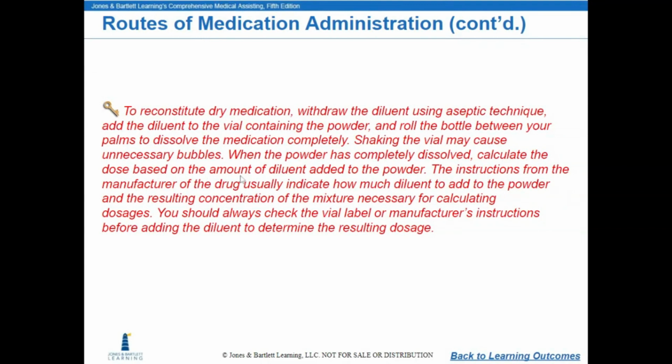Once it's dissolved, we're going to calculate the dose based on the amount of diluent added to the powder. It's going to vary from manufacturer to manufacturer, so always check the vial label or manufacturer's instructions before adding the diluent to determine the resultant dosage and know exactly how to reconstitute the medication that you're drawing up.